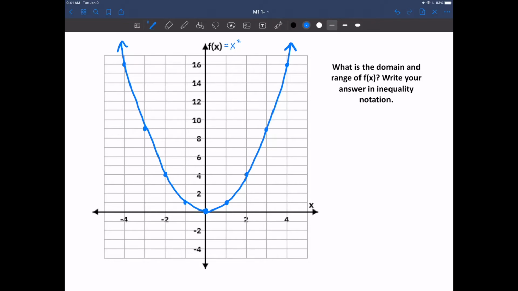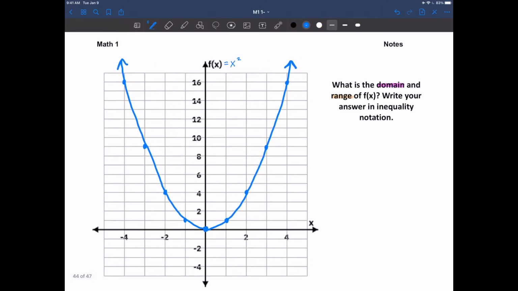So now we have this question: what is the domain and range of f of x? Write your answer in inequality notation. Okay, so I'm going to use highlighters here. If you don't have highlighters, that's totally fine. Use what you have. I'm going to say that domain is going to be the pink and the orange is going to be the range. All right, so on this, I'm going to focus on the fact that I have arrows because we're going to read from left to right.